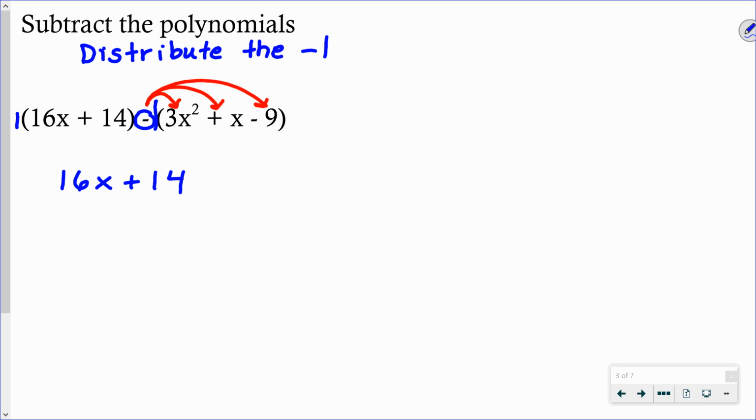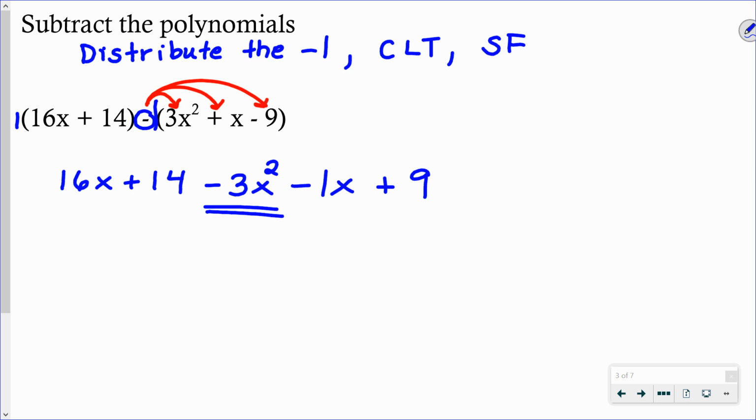So I have negative 3x squared. Negative 1 times x is negative 1x. And negative 1 times negative 9 is a positive 9. Once I've done that, all I look to do is combine like terms and then standard form again. So I'll say combine like terms and then write your answer in standard form. So looking for standard form, I want to start with the term that has the highest exponent. And right away, I notice that it appears to be this negative 3x squared. There are no other x squared terms, so I just write that down first.